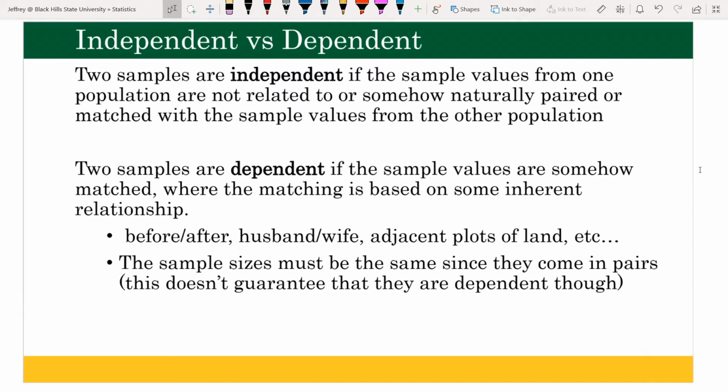And this is clear back in chapter 4 when we were looking at probabilities. Two events were independent when one event occurring did not affect the probability of the other event to occur.